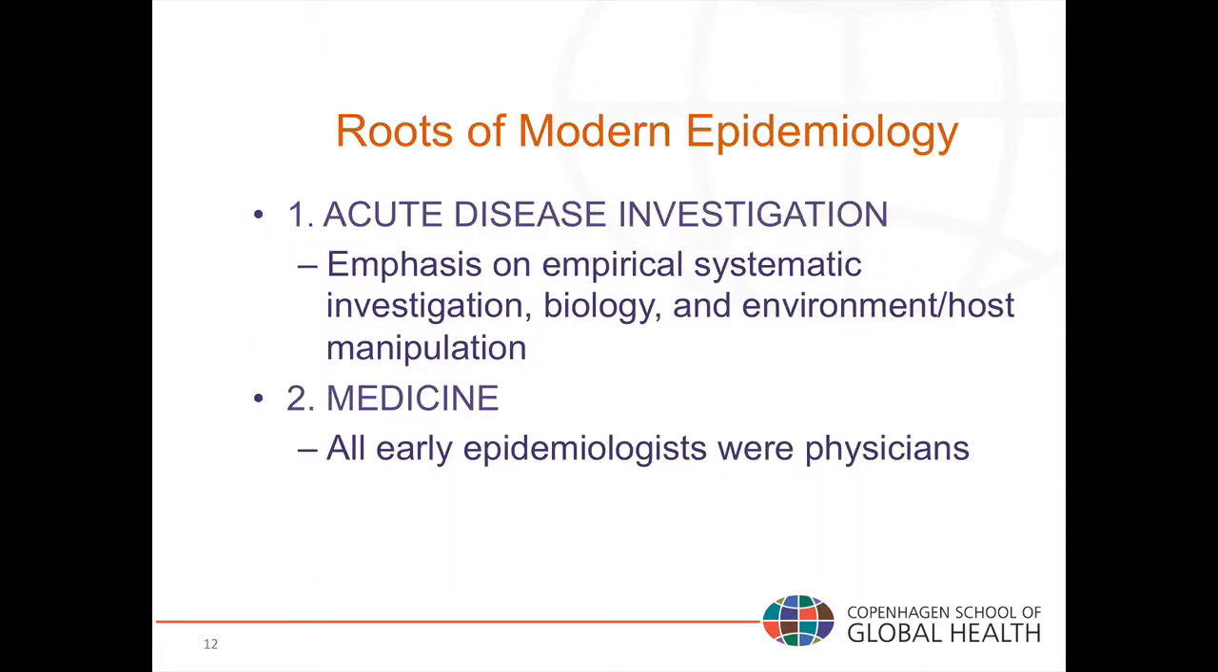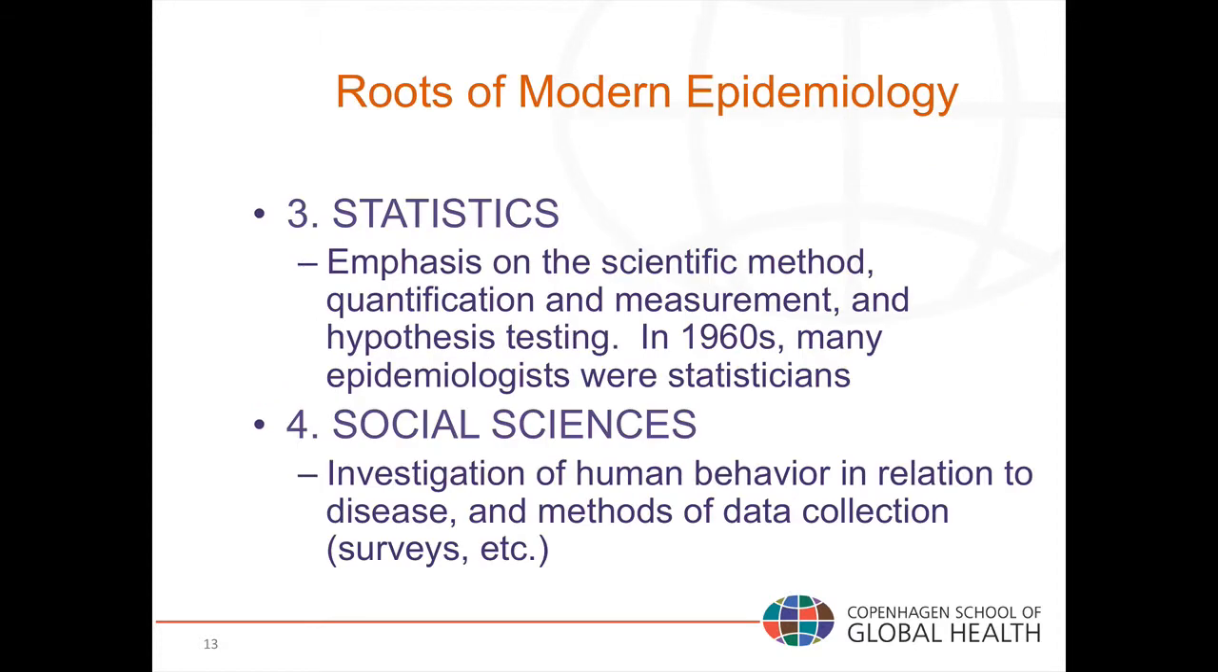What are the roots of modern epidemiology? I can summarize that there are at least 6 events or roots. One we already saw. Acute disease investigation was at the cradle of epidemiology, and that gives us the emphasis on the empirical systematic investigation. The methods were derived from that. The second root is in medicine. A lot of early epidemiologists actually were medical doctors.